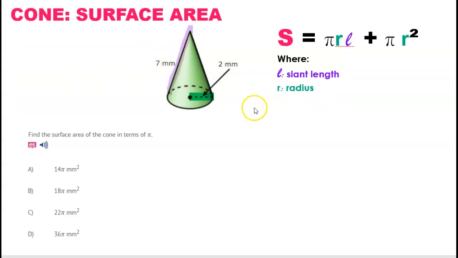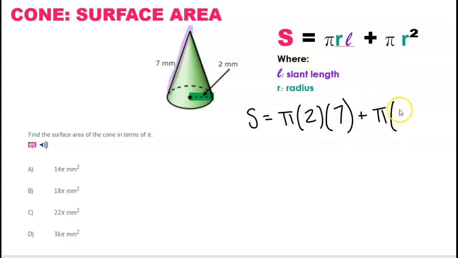So let's plug in here. So our surface area is going to be equal to pi times the radius, which we said was 2, times the slant height, which is 7. And then we have pi times radius squared, so 2 squared. I don't even think we're going to need decimals here. Remember, we're forgetting the pi for right now, and we're just multiplying or putting the whole numbers together.